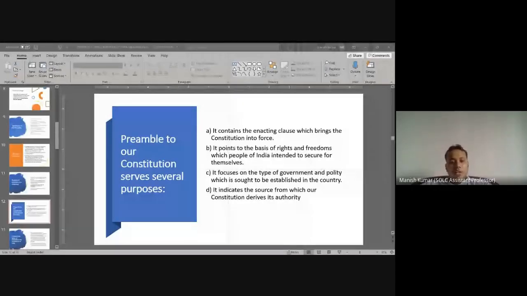The liberty of thought, expression, belief, faith, and worship. You have freedom of faith in any religion. Suppose right now you are Hindu, and you can change your faith to Islam, Christianity, or any other. It's yours. Equality of status and of opportunity. Everyone will get the opportunity and everyone is equal. And to promote among them all fraternity, assuring the dignity of the individual and the unity and integrity of the nation.